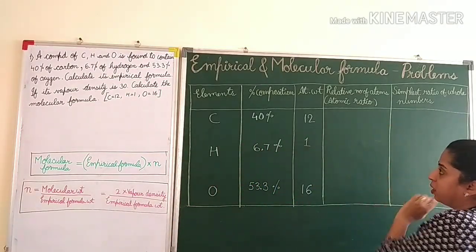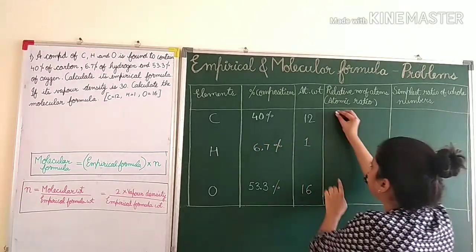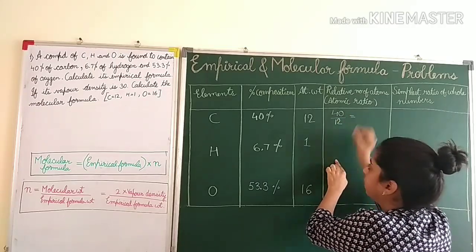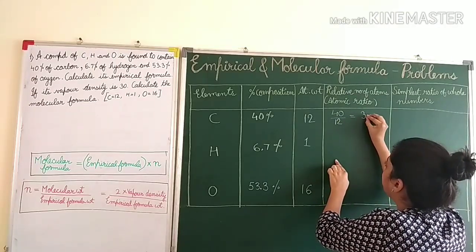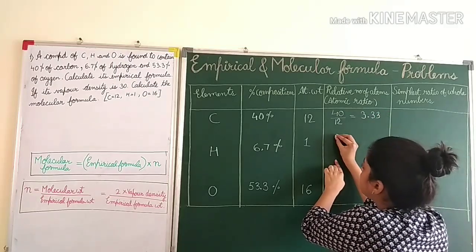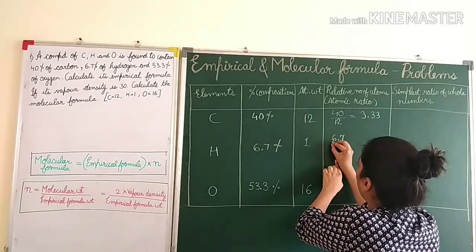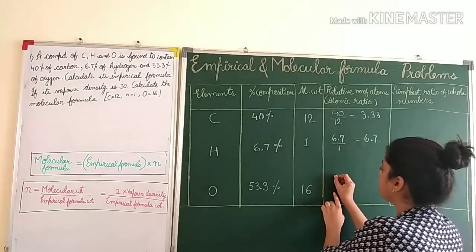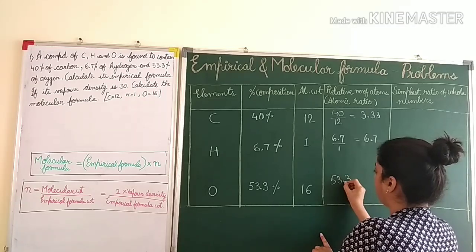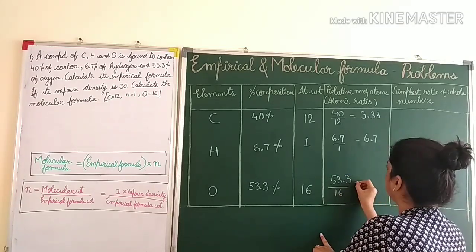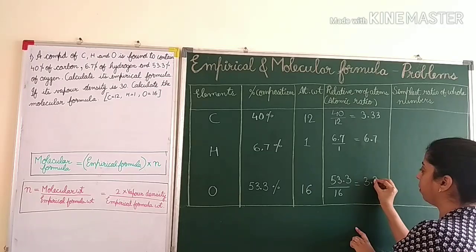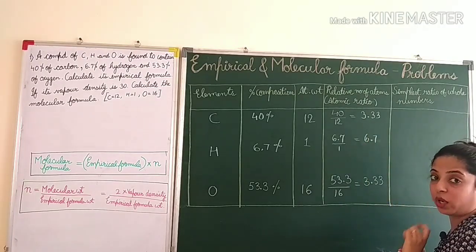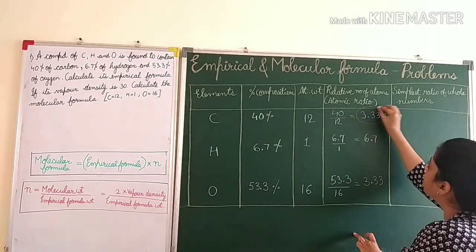Now relative number of atoms is 40 upon 12. We will simply write 40 upon 12 and calculate it. Okay, so it will come around 3.33. Okay, next we will do 6.7 upon 1, which will be 6.7. Right, next is 53.3 upon 16, which will be 3.33. So now after doing this, you have to select from all of them which is the smallest number. So this is the smallest number.